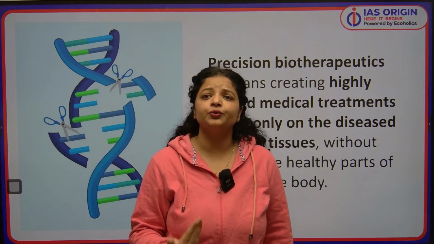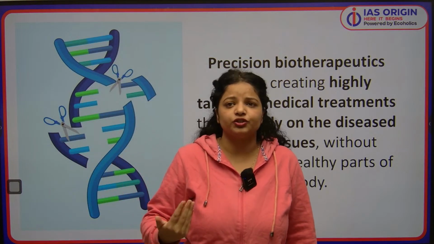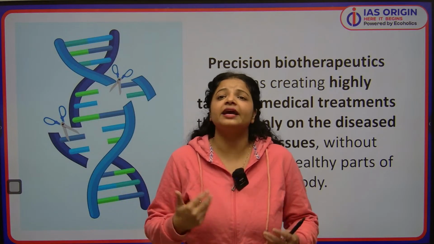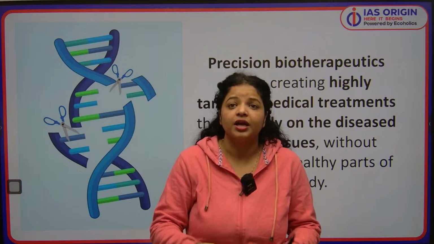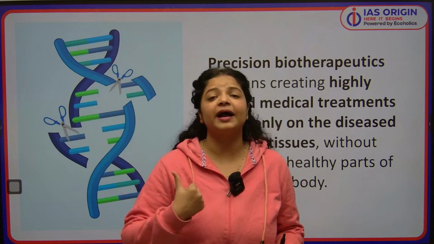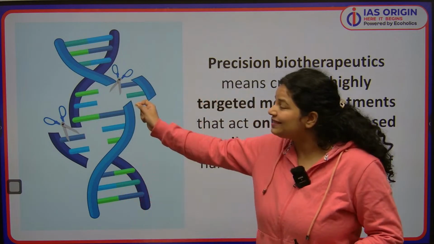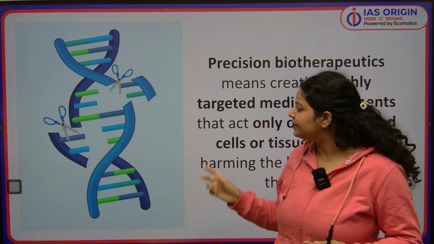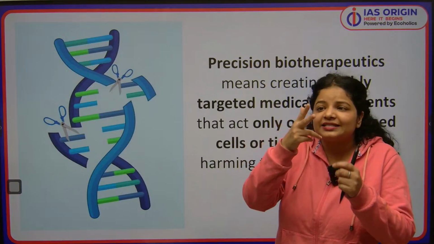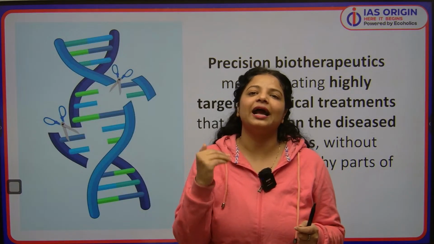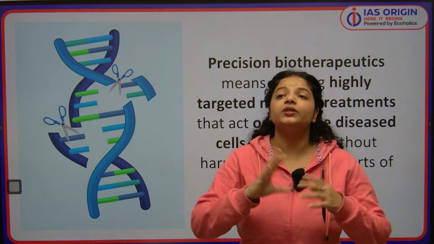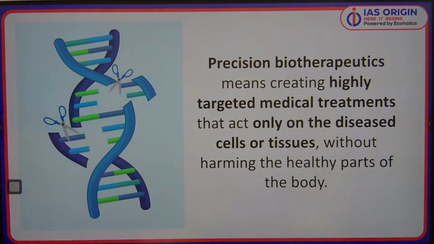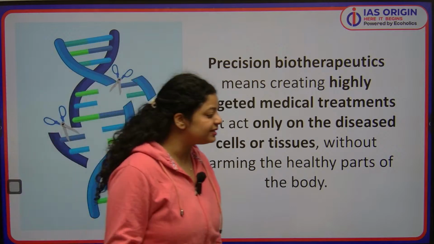Earlier, if someone is having an operation on the liver, then other body parts are equally affected. They are also at very high risk if the operation is going on. But now with precision biotherapeutics, we can target the cell or whatever interior structure or tissue is affected, cut it out exactly, and work on that without harming the other parts of the body. This is a very effective technology which you will see related to science and tech.